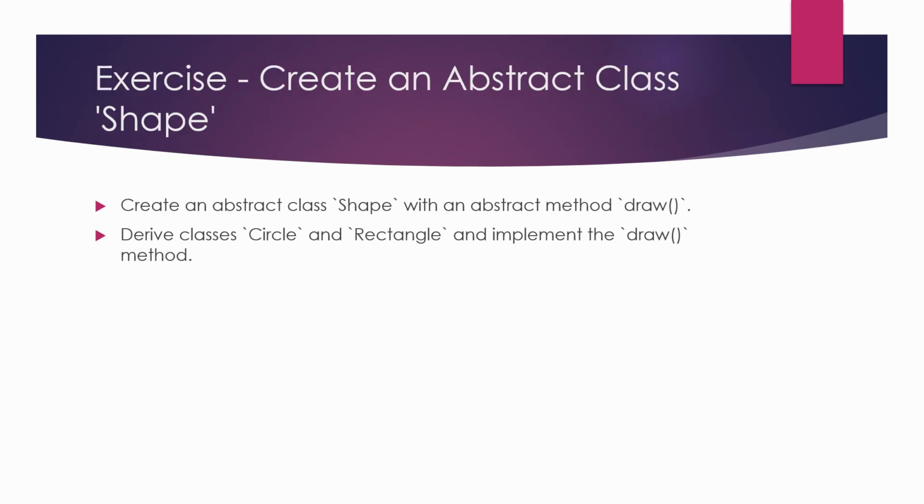Let's move on to an exercise. Your task is to create an abstract class called Shape with an abstract method draw. Then create two derived classes, Circle and Rectangle, and implement the draw method in both classes. This will help you understand how abstraction simplifies your code and enforces structure.